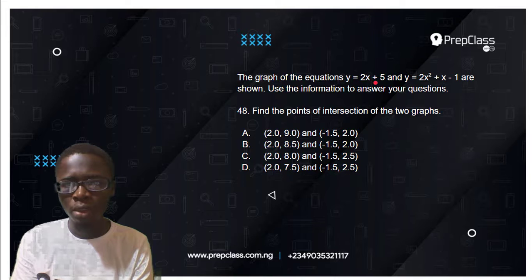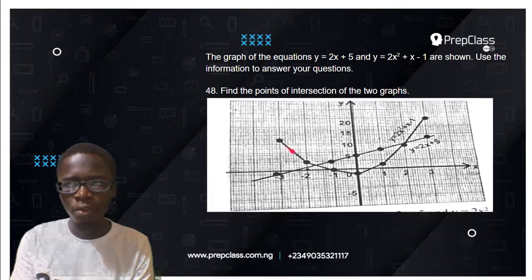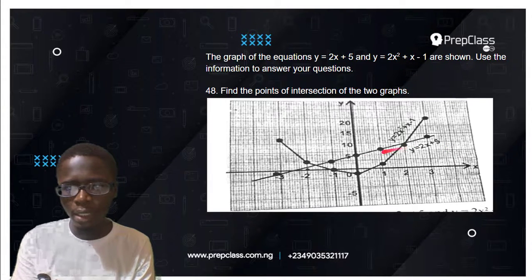So here we need to note that this is an equation of a straight line, whereas this is an equation of a curve, a quadratic curve precisely. So the question wants us to find the point of intersection of the two graphs. So let's proceed. Now, this is the curve for this equation, y is equivalent to 2x squared plus x minus 1. And this is the equation of the straight line, as you can see, y is equivalent to 2x plus 5. Now, they intersect at this point and also at this point. So we are required to find the point of intersection for the two.